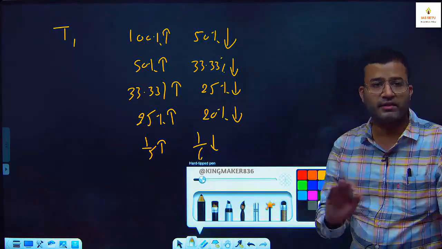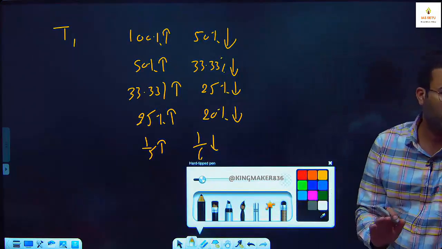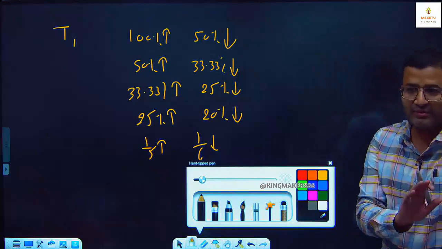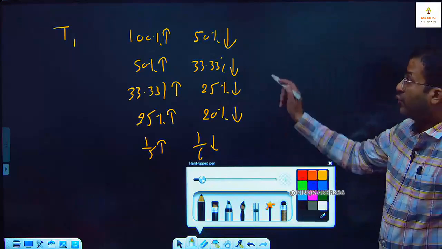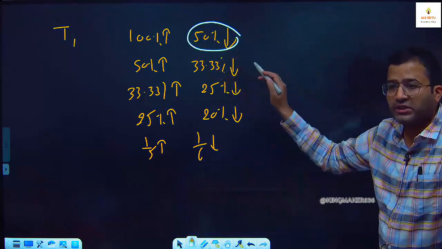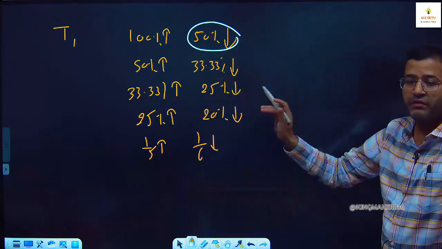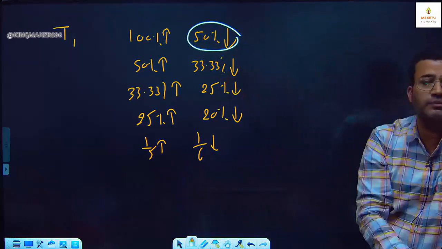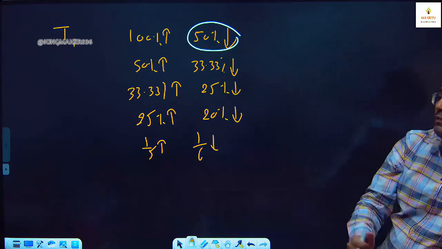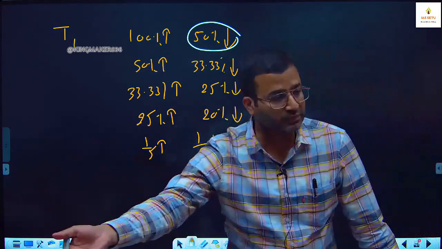Do you know केजरीवाल scheme? Buy one get one. ठीक है. So here it means 50% reduction. If the alcohol price is reduced by 50%, by what percentage you can increase your consumption?